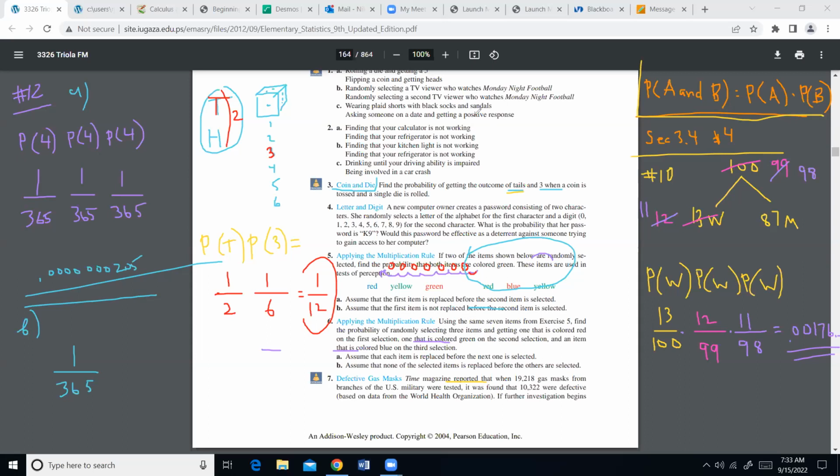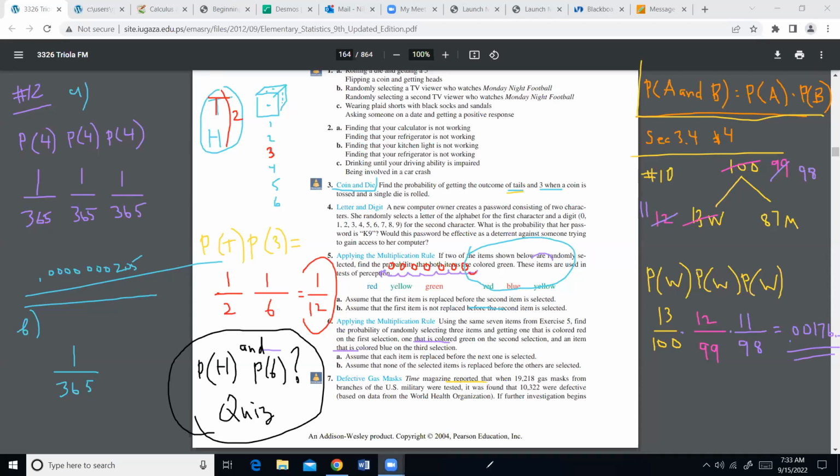So I can ask you something similar. What's the probability that you get a head and 6? So can you calculate for me for the quiz the probability to get head and 6 on the same exact experiment? And the hint is look above, look above. It'd be pretty much the same thing, right? So that's our quiz for today.